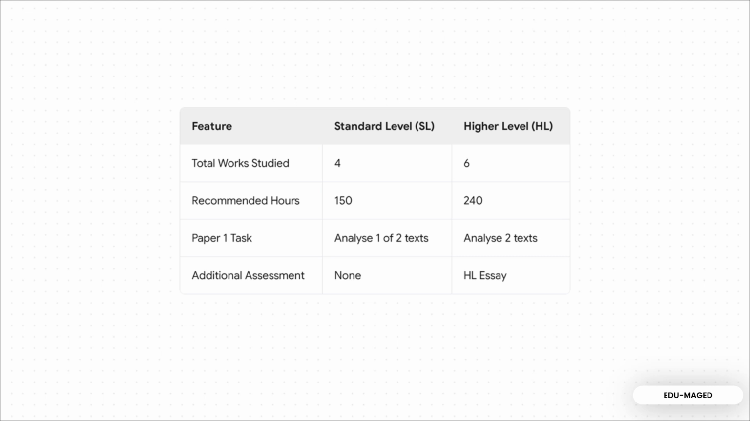You can see HL students get a lot more teaching hours, which lets them tackle 2 extra literary works. And that difference shows up in the assessments, too. For paper 1, they have to analyze 2 unseen texts, not just 1. And of course, they have the big one, the HL essay, which is a serious independent research project. So as a teacher, you have to think, how am I going to use that extra time to build those higher level skills they're going to need?